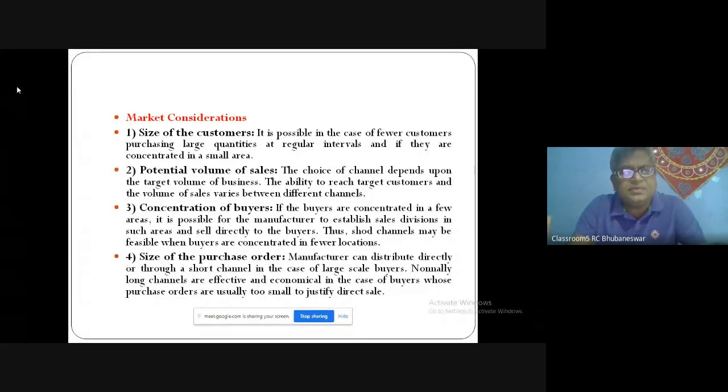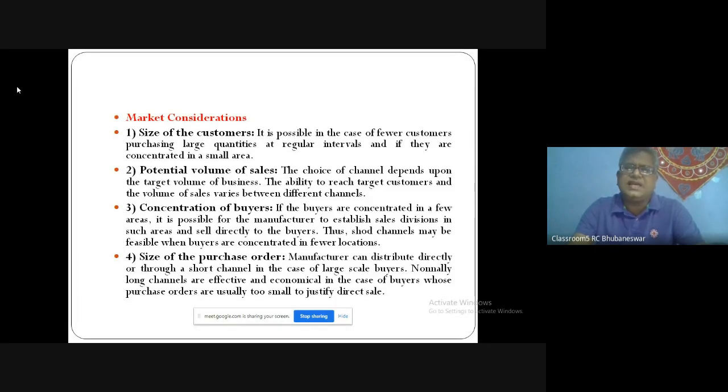Another one is if you talk about the market consideration. Market consideration is one aspect. In this way, consider the size of the customer. I have already covered that there are different segmentations of the market. Under this segmentation, if the size of the customer in some part is very few or high, then you can consider it as a small area or large area, and the product can be sold through a different channel.